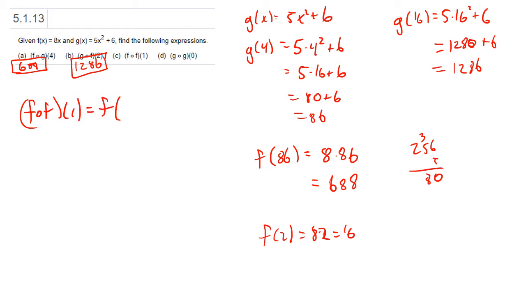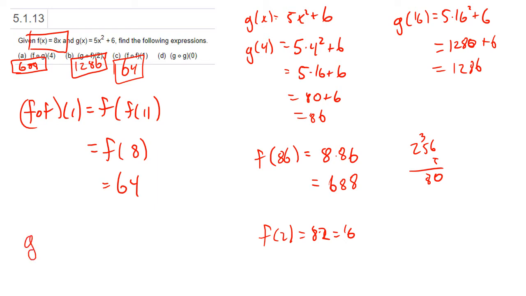So this is going to be f of f of 1. Okay, f of 1 is just 8, and f of 8 is 64. Using up here, remember, f of x is 8x. Okay, and g of 0 is exactly 6, computing 5x squared plus 6 when x equals 0. And g of 6 is going to be exactly 5 times 36 plus 6. 5 times 36 is 180, for a total of 186.